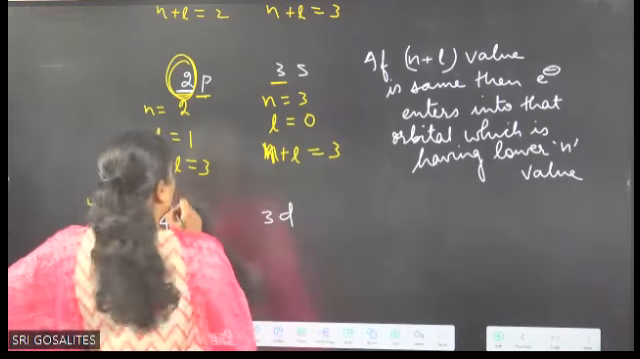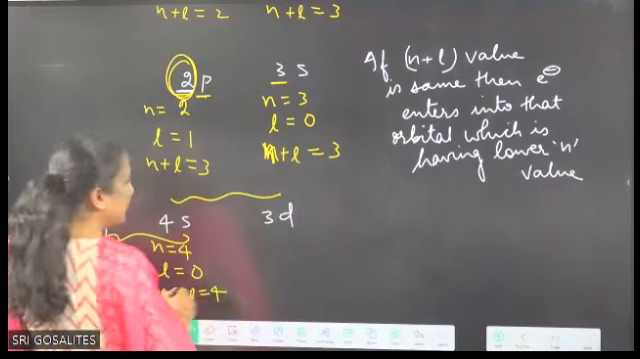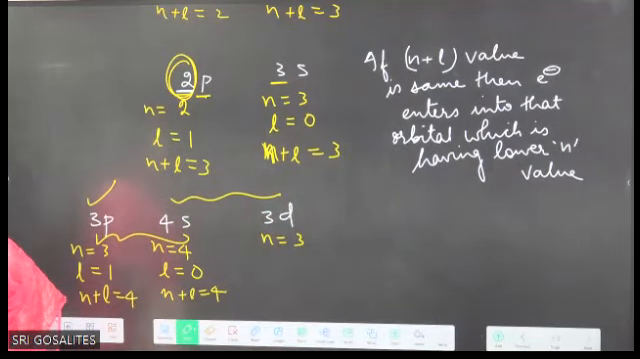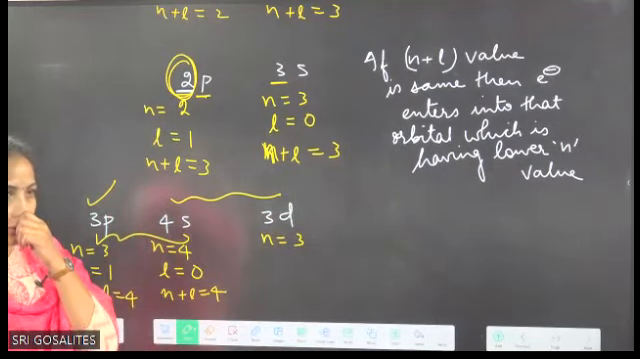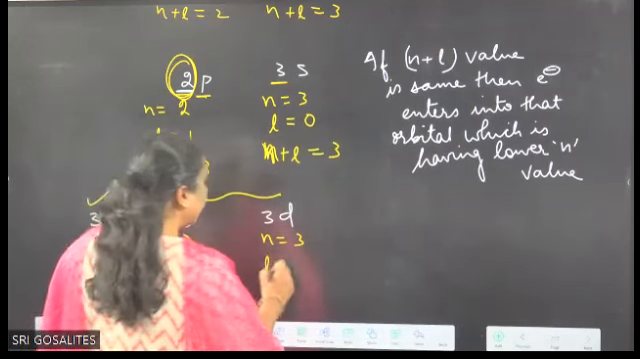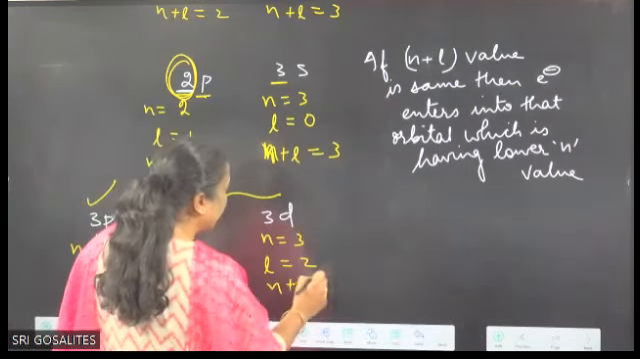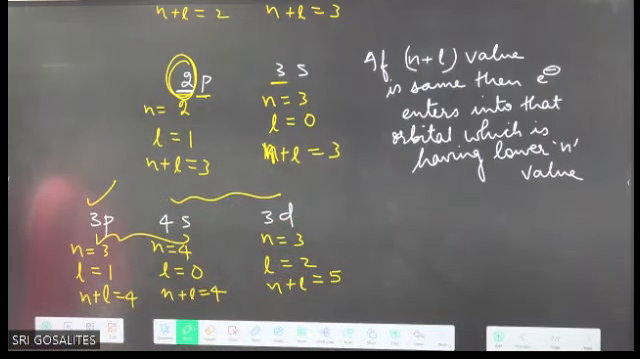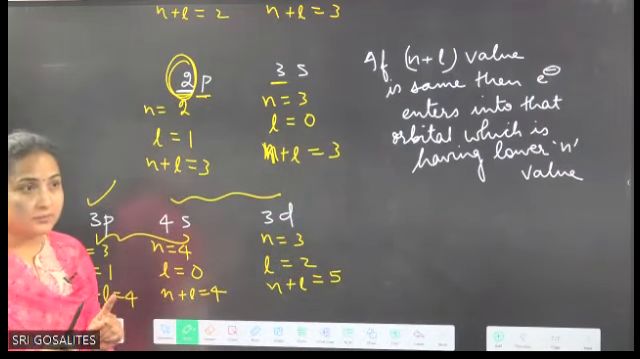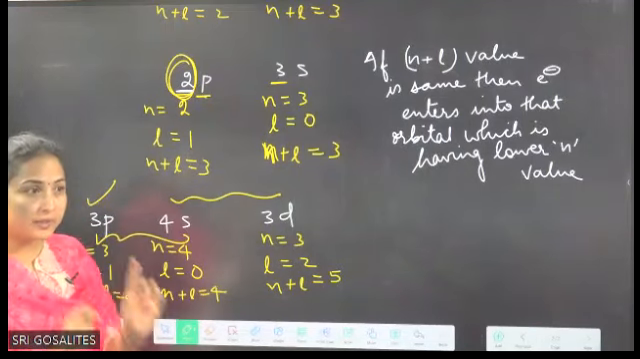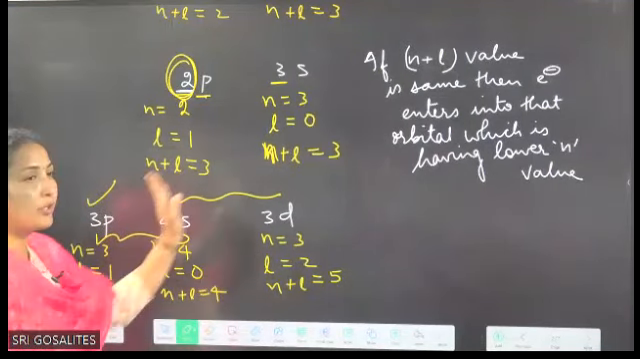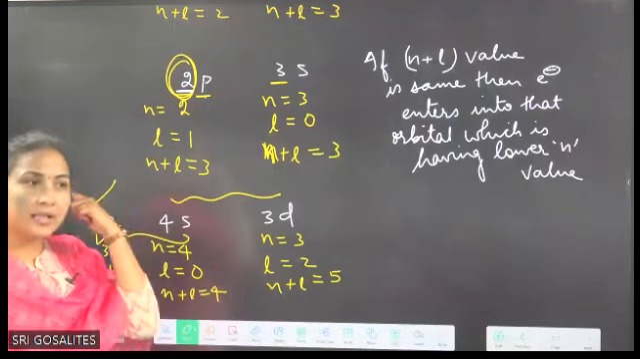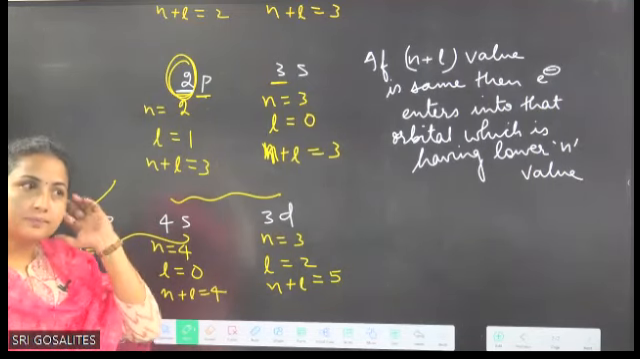Now talk about 4S and 3D. Here N plus L is 4. Here, what about this? N is 3. What about the L value here? For D, L value is 2. So N plus L will be 5. So where should the electron enter? Where the N plus L value is less. That's why first in 4S, then in 3D. Getting it? All of you clear about it? Yes?